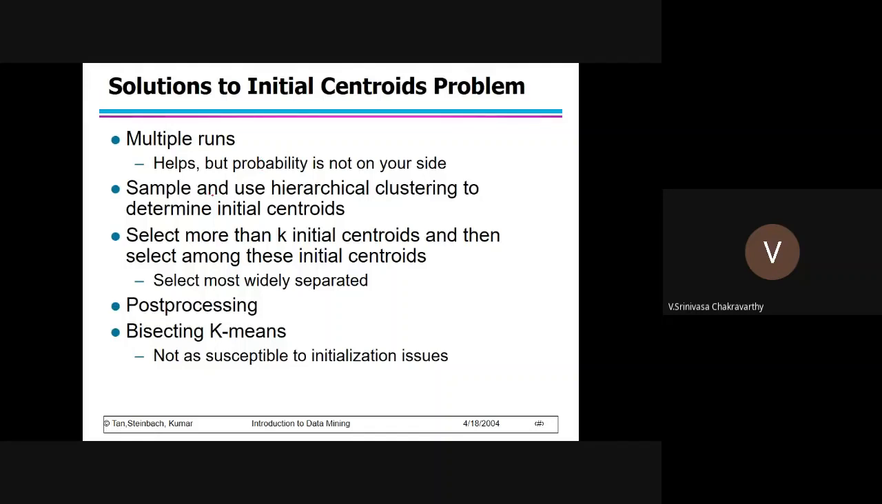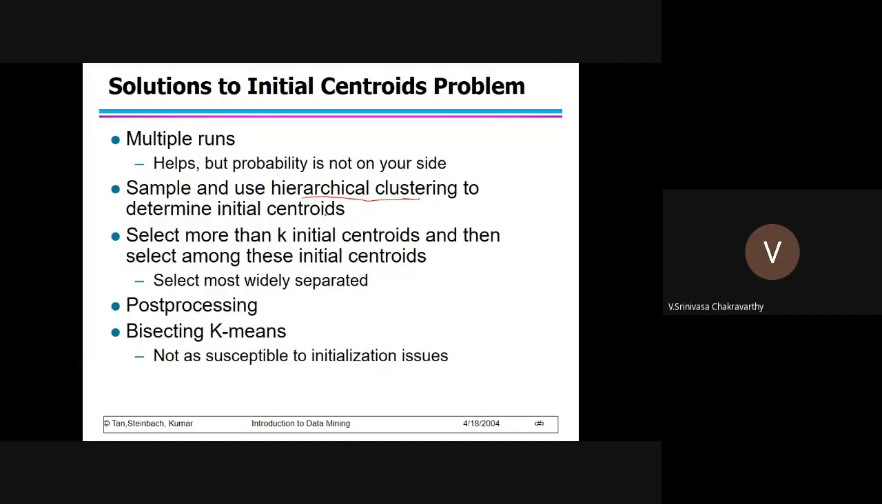Now, sample and use hierarchical clustering to determine initial centroids. So you do some hierarchical clustering, and then use the result of that to determine initial centroids, and then do the k-means clustering. It sounds good, but the point is there's obviously a lot more computation because this itself is computationally quite expensive.